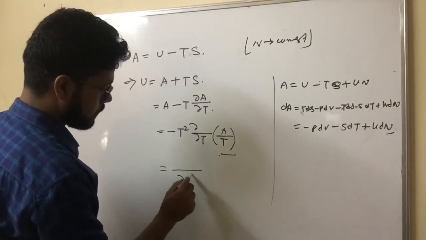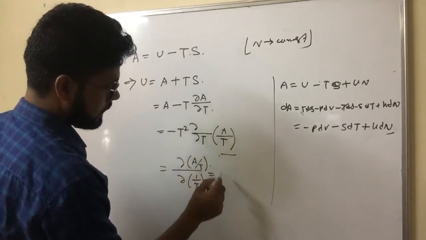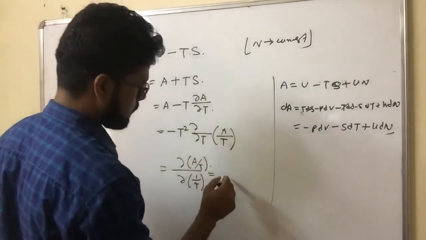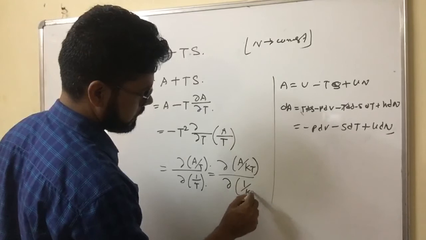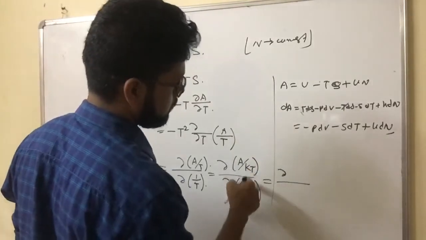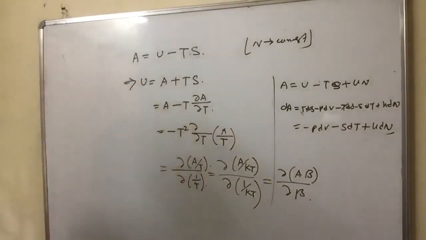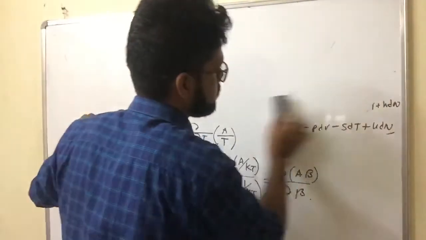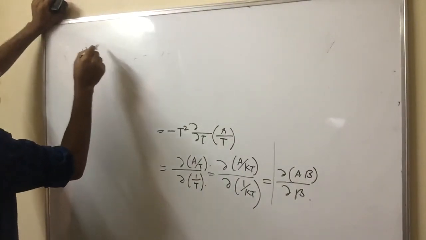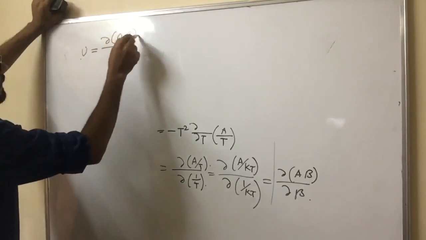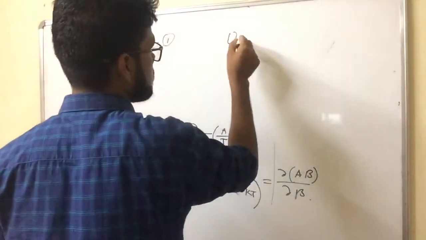d by d 1 by t, dA by t. Okay, then I can expand dA by d(kT), d 1 by kT. Since 1 by kT means beta, it is dA beta by d beta. Okay, why I am doing this, I will tell you later. So finally what we are getting, internal energy, that is the mean energy, equal to dA beta by d beta. Okay, this formula.